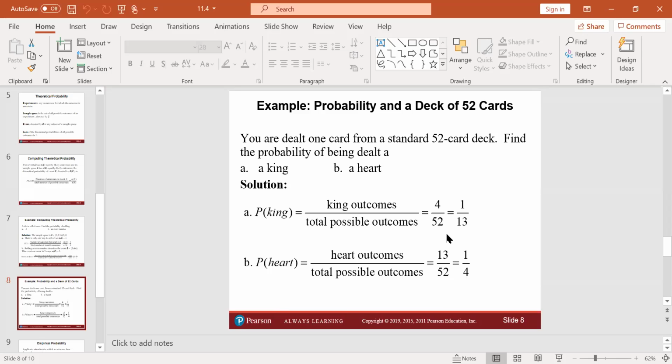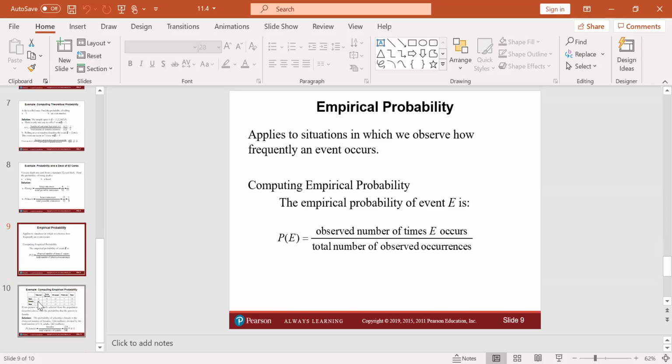The probability of drawing a heart, well, there's 13 hearts in the deck out of 52, so there's a 1/4 chance of drawing a heart. Of course, you could also argue there's 4 suits in the deck. The heart is one of them, so there's a 1 in 4 chance that you would draw a heart. So lots of interesting ways that we can talk about this.